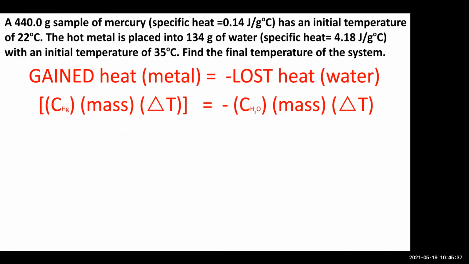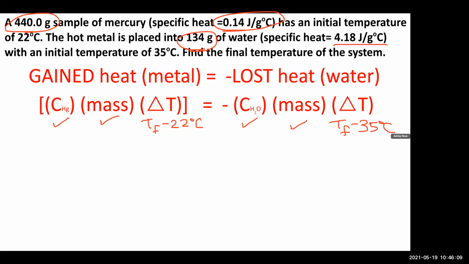Then you're just going to plug in the things that you know from the problem. So we know the specific heat of mercury, which was 0.14 joules per gram degree Celsius. The mass of that mercury was 440 grams. And the delta T is T final minus the initial temperature of that metal, which was 22 degrees Celsius. On the right side, again, we know the specific heat of water. It's 4.184 joules per gram degree Celsius. The mass was 134 grams. And for this one, the T final minus T initial is T final minus 35 degrees Celsius.